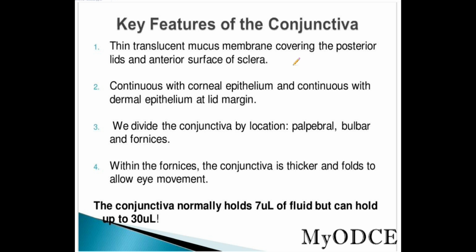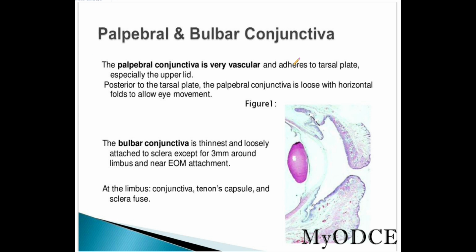Which is pretty amazing, but I think plenty of us have seen tons of intense chemosis. Sure. And so we know that the conjunctiva has significant elasticity to it. Sure, definitely. The palpebral conjunctiva is very vascular, and it, however, adheres to the tarsal plate, especially the upper lid. Posterior to the tarsal plate, the palpebral conjunctiva is more loose with horizontal folds that allow for eye movement.